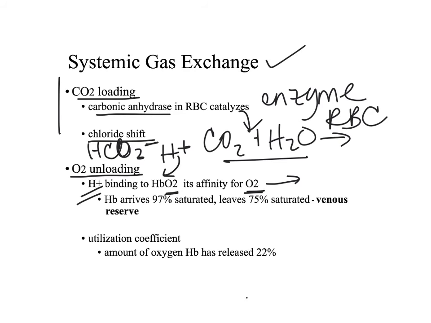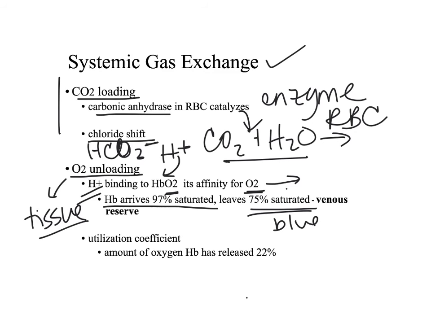Now what is really interesting, unloading means we're going to the tissue. So we're dropping it off at the cells that need it to do cellular respiration. Hemoglobin in the blood arrives saturated at 97%. When it leaves and the blood is blue, it's still 75% saturated. So we still have a lot of oxygen in our blood. We call that venous reserve. There's still some in there. It buys you a little bit of time if you're not breathing. So we've released about 22% of the oxygen when we drop it off.